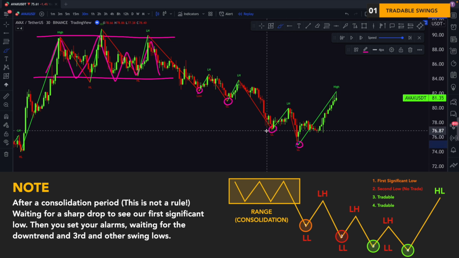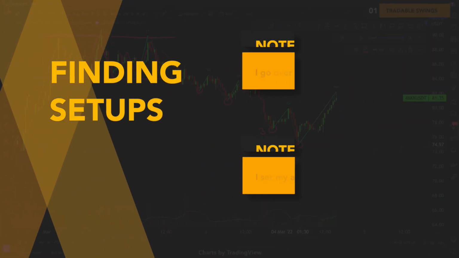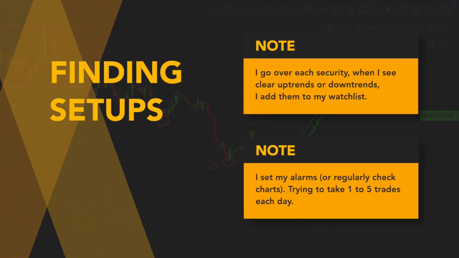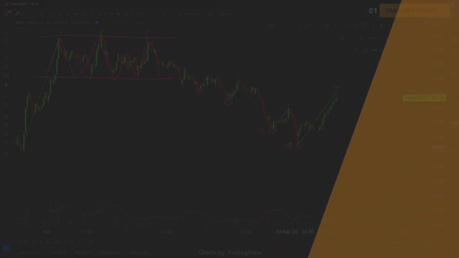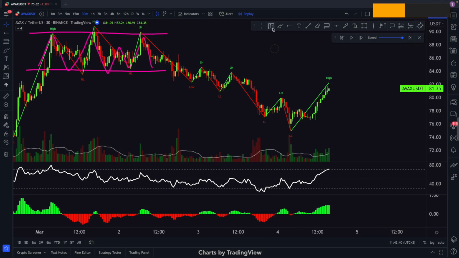People are asking me how I find these setups. I'm not magically ending up with the divergences. I go over each security when I see a clear up or down trend. I add them to my watch list and wait for third or fourth significant swings. Okay, let's check the divergences.